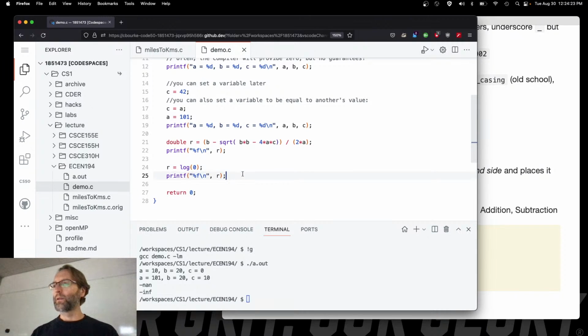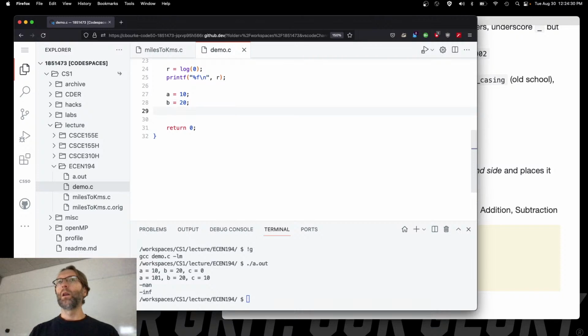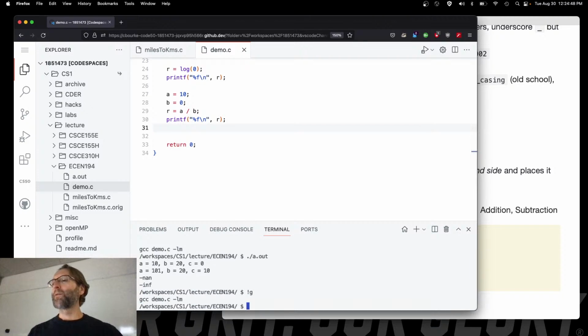Here's more gotchas. Right? So let me go ahead and reset some of my variables here. A is equal to 10, B is equal to 20. Now let's go ahead and create, I'll use the same variable here, A divided by B. Actually, let me do one gotcha here. So what is R going to be? 10 divided by 0, right? So definitely not a number. Why? Because what is anything divided by 0? 0? Undefined, right?